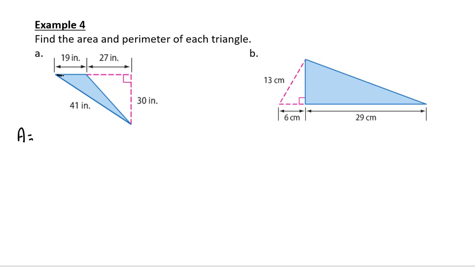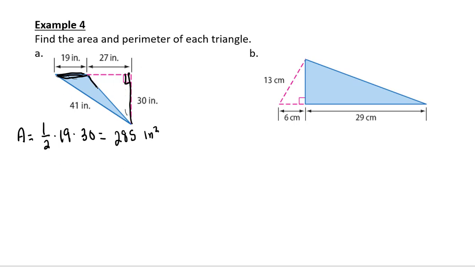So we have, this is my base. That is the height. This 30 inches is perpendicular to this side, or the line that extends that side. So that's considered the height, even though it's outside. So my area is 1/2 the base times the height, which ends up being 285 square inches.